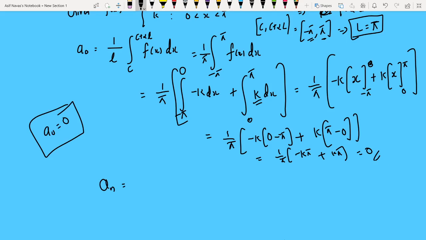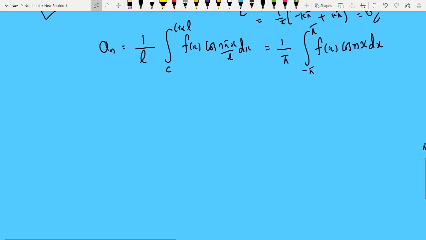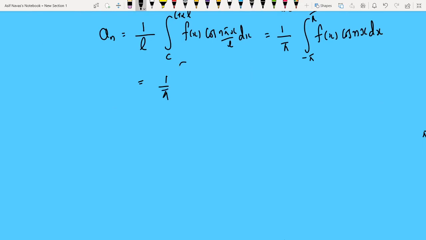Now we will find an. The formula for an is 1 by L integral from C to C plus 2L of f of x cos n pi x by L dx. So this is 1 by pi integral, our interval is -π to π, f of x cos n pi x by pi, that is cos nx. Now we will split the integral: 1 by pi into integral -π to 0 of minus k cos nx dx plus integral 0 to pi k cos nx dx.